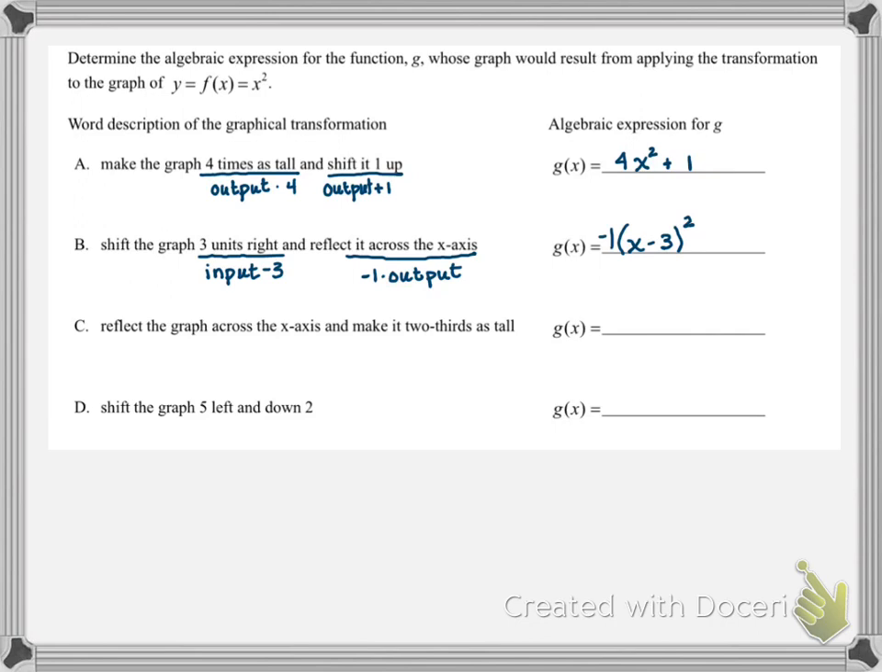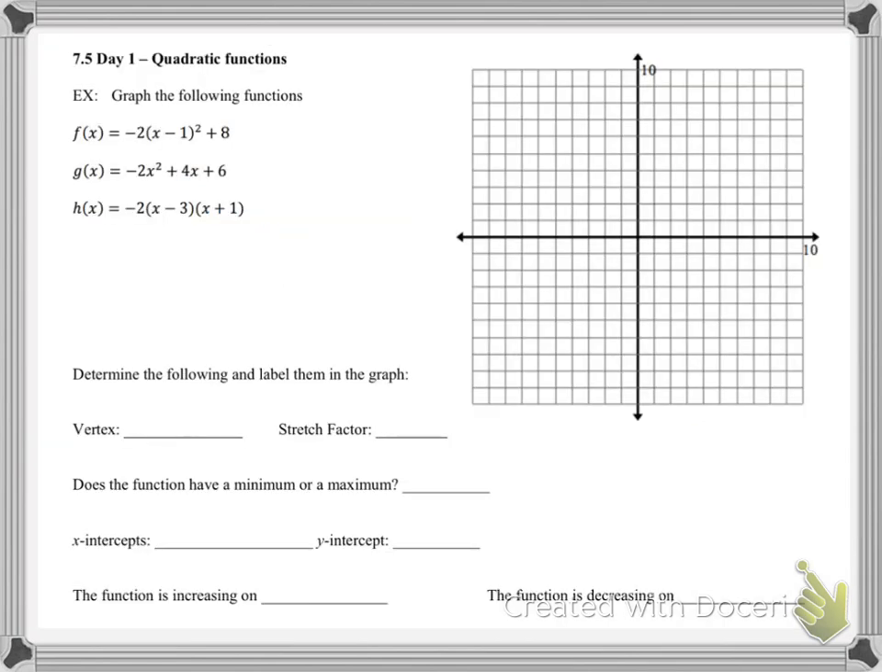Okay, you guys try C and D. Go ahead and flip to the second page. And how about the first 2 rows, graph f of x. The third row, Finn's row, graph g of x. And then the row by the windows, graph h of x.